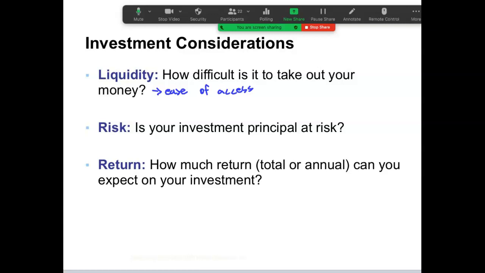Most investments, your principal is at some sort of risk. There are those where it's not. A bond, your principal generally isn't at risk. It's safe. But the return rate is going to be extremely low. Same with just a general savings account. No risk, but barely any return.